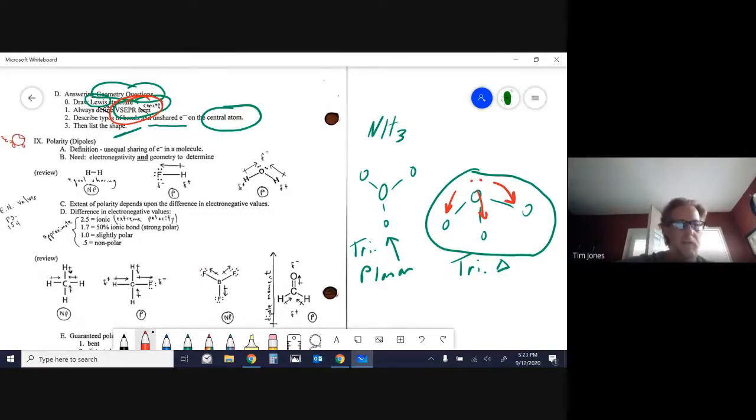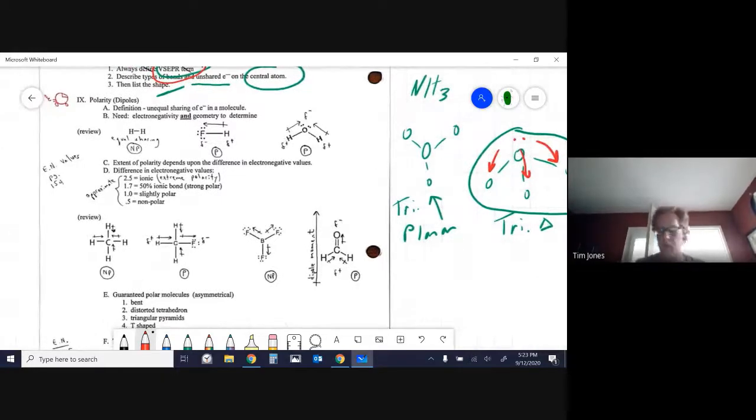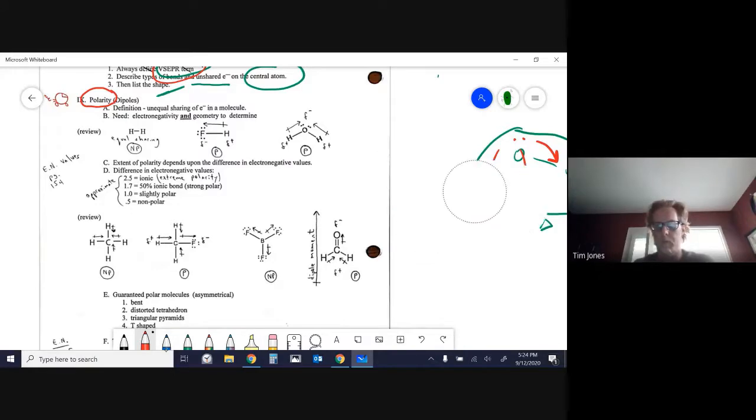Next, and last thing for this lesson is polarity. Now, polarity is a huge concept. Polarity helps explain so many things that we observe in our daily lives and so on. It really is an important concept. Right now, the goal is not really to explain things in our lives, but to explain why a certain molecule is polar versus another one. So what it is, is an unequal sharing of electrons in a molecule.